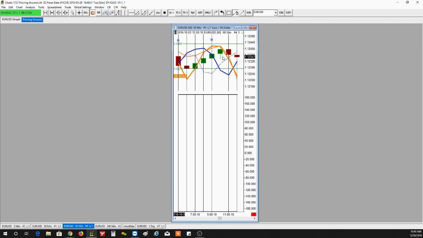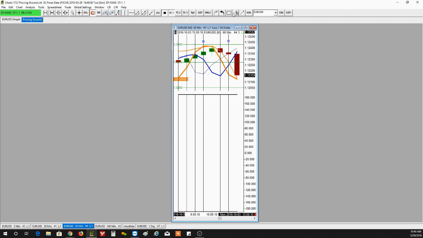So there's 4 for 4 right here, but we're going to skip it because we don't have enough room. And that one would have worked out just fine, but we skipped it. It went 22.2 pips to the short side.